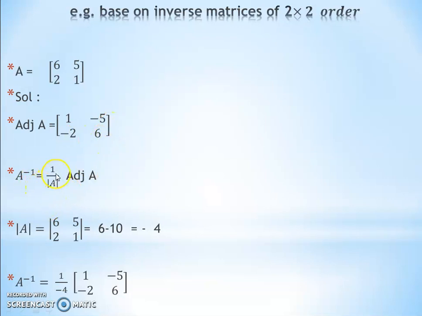Now, A inverse is equal to 1 upon determinant of A into adjoint of A. But how do we find the determinant of A? 6, 5, 2, 1 is there. 6 into 1 is 6. 5 into 2 is minus 10. So 6 minus 10 is minus 4. The determinant we derive is minus 4. So, using this formula, A inverse is equal to 1 upon the determinant of A, that is minus 4, and for the adjoint of A we write here 1, minus 5, minus 2, 6. So we derive A inverse in this format by this example.